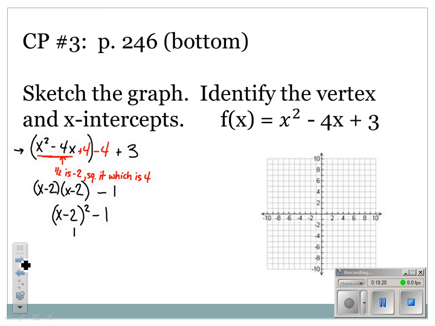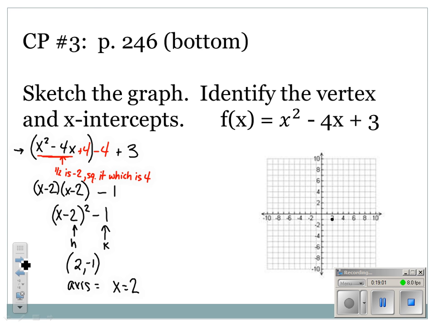h is 2. k is negative 1. So my vertex is (2, negative 1). My axis of symmetry is the x equals h line. Well, if h is 2, my axis is going to be x equals 2. Okay, so now let's graph this. My vertex is (2, negative 1). So a couple more points for us.